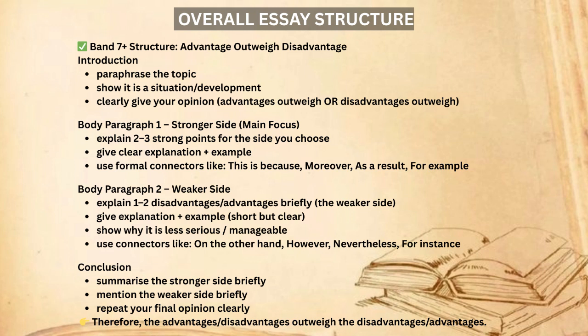Body paragraph 1 is the stronger side, which is your main focus. Here you explain 2-3 strong points, give clear explanation and at least one example. Also use formal connectors like this is because, moreover, as a result, and for example. In body paragraph 2 is the weaker side. Here you explain 1-2 points briefly and give a short example and show why it is less serious or manageable. Finally, in conclusion, you summarize the strongest side, mention the weaker side briefly and repeat your final opinion clearly.